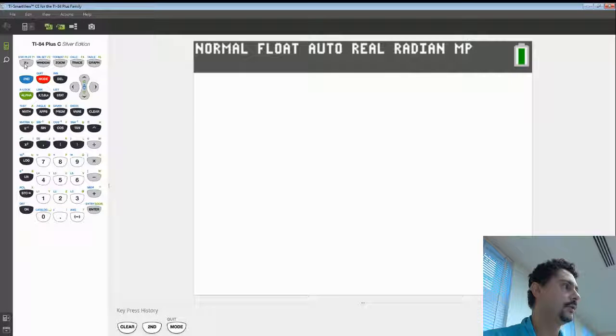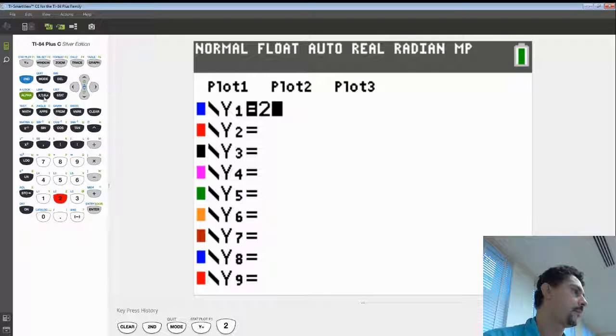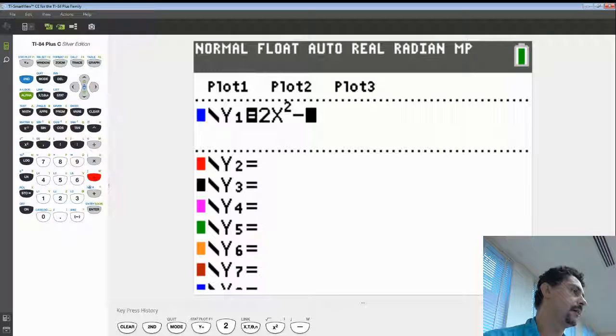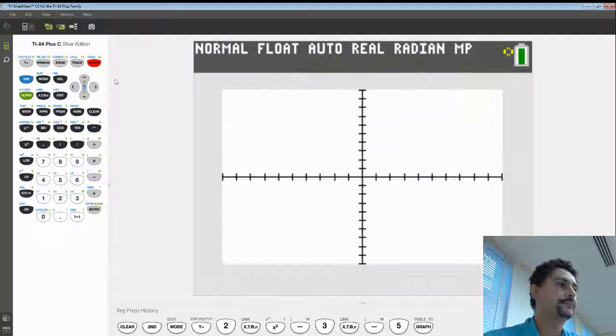And what you do is you go to the y equal button right here, and you type in what you see: 2x squared. And let's say the problem said minus 3x, and it said minus 5. Okay, great. So you're trying to find x-intercepts on a graph. Well, let's just see what happens when we hit graph. Let's see if we even get a good graph. So I'll hit graph and see if anything pops up.